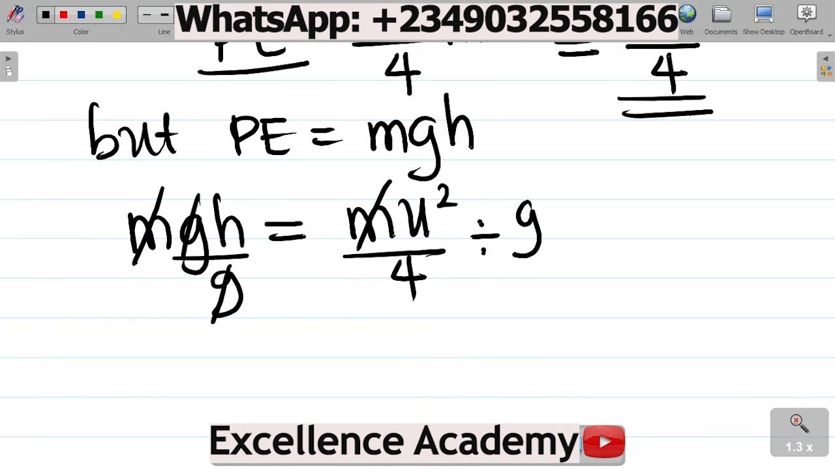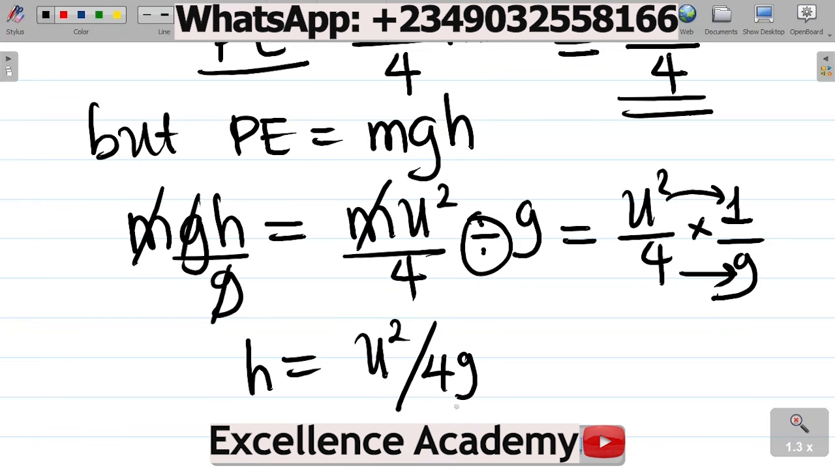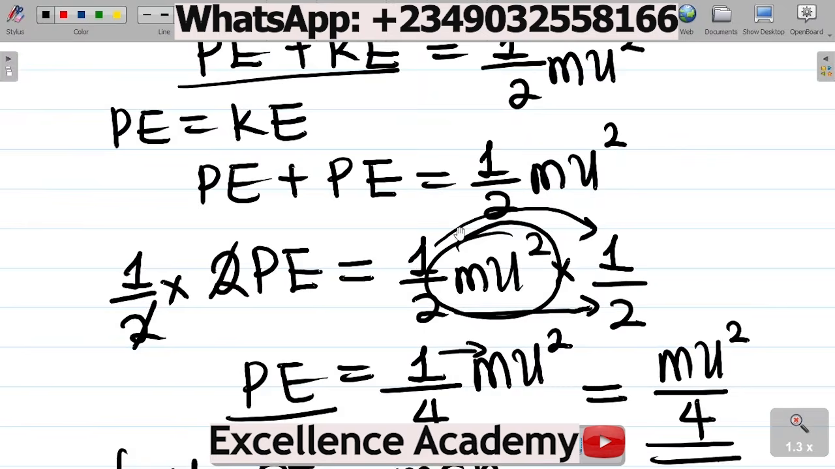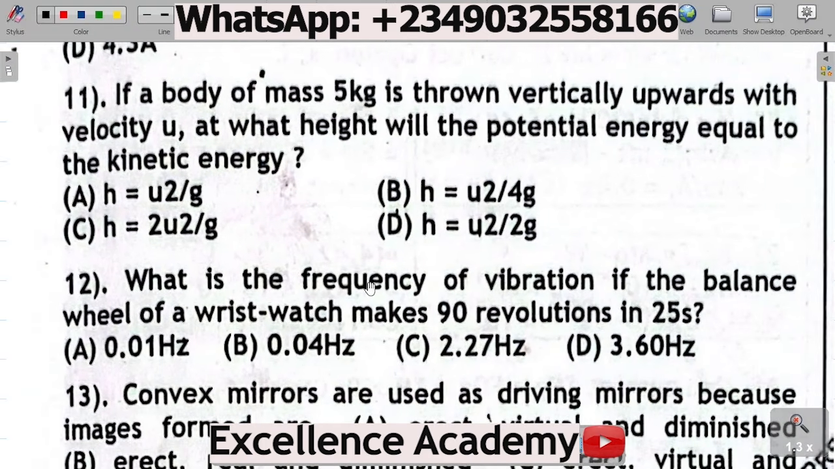This cancels this. From that, you have that h is equal to u squared over 4. Division becomes multiplication, 1 over g. U squared times 1 gives you u squared all over 4 times g gives you 4g. So the answer there is h is equal to u squared over 4g. So looking at this, the correct answer would be B. That's h is equal to u squared all over 4g. That is the correct answer.